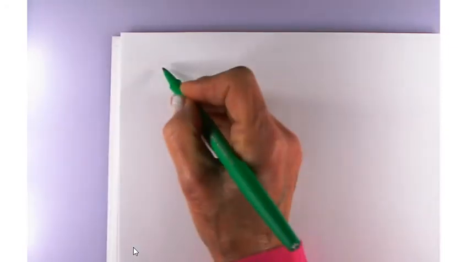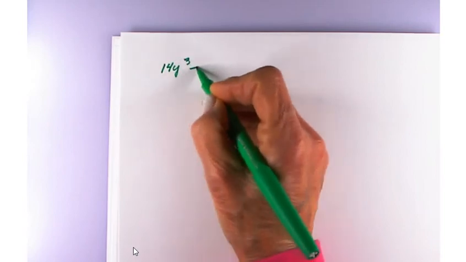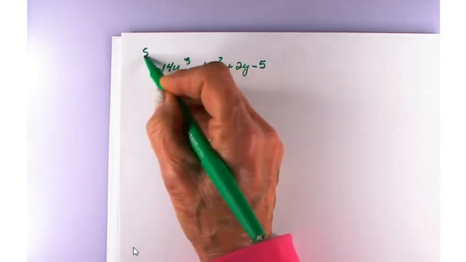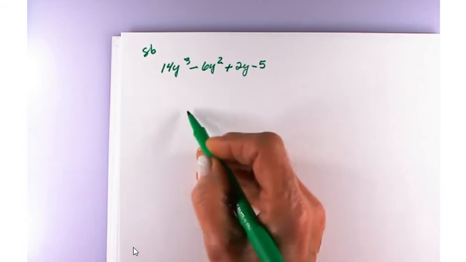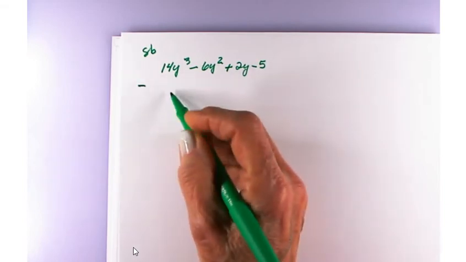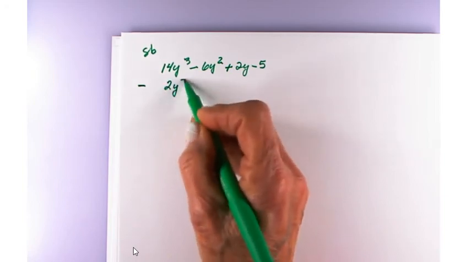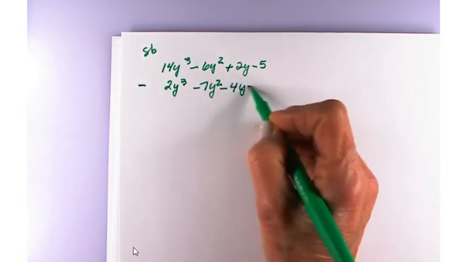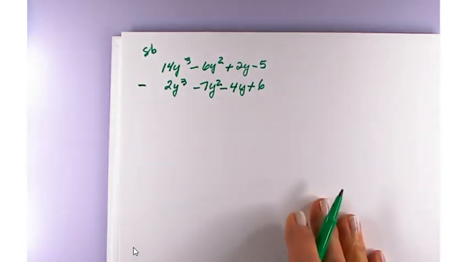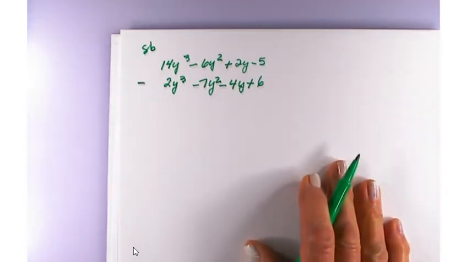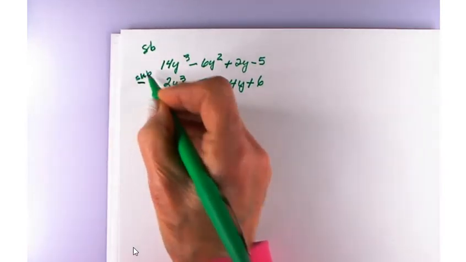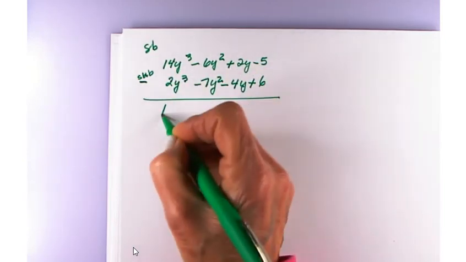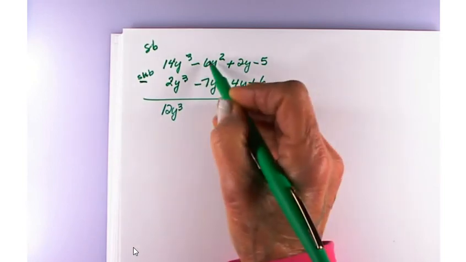We have 14y cubed minus 6y squared plus 2y minus 5, and this is 8b, and it tells me to subtract 2y cubed minus 7y squared minus 4y plus 6. It tells me to subtract those. There's different ways of doing this. This says subtract here. So if you're going to do it this way, you're going to say 14 minus 2 is 12. You're going to say minus 6 minus a negative 7.